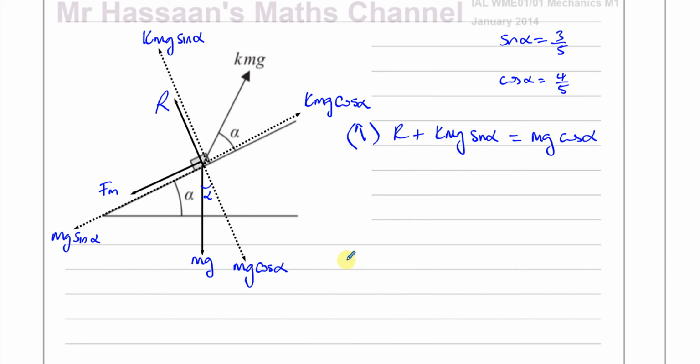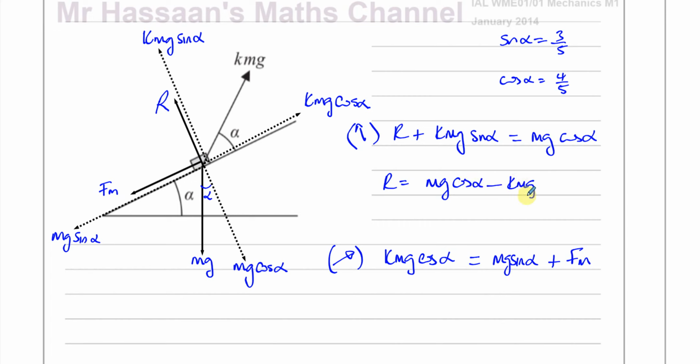And if we resolve parallel to the plane, it's about to slip up, so I'll take up as positive. I have kmg cosine alpha, taking up the plane as positive, is equal to, because it's still in equilibrium and not moving, the forces in this direction and that direction will be equal. You've got mg sine alpha, which is a component of the weight, plus the maximum value of friction F max. So from here, I can say R is equal to mg cosine alpha minus kmg sine alpha. And from here, I can say F max is equal to kmg cosine alpha minus mg sine alpha.